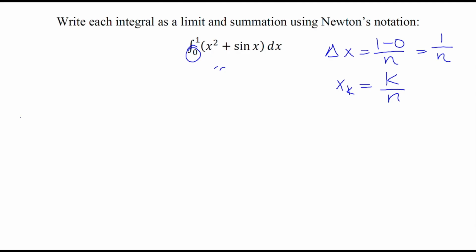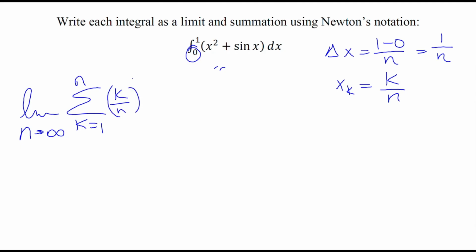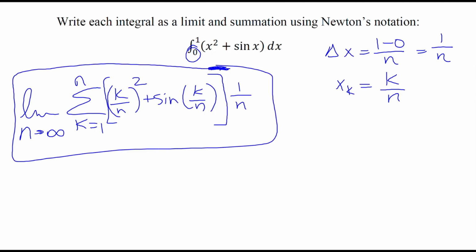And so it should be a limit as n approaches infinity, once again, of the sum from k equals 1 to n of f of x sub k. So that's going to be our function evaluated at x sub k, which is (k over n) squared plus the sine of k over n. And then we have to multiply that all by 1 over n, right, by our delta x. And that should be it for that one. Make that part of our box here.